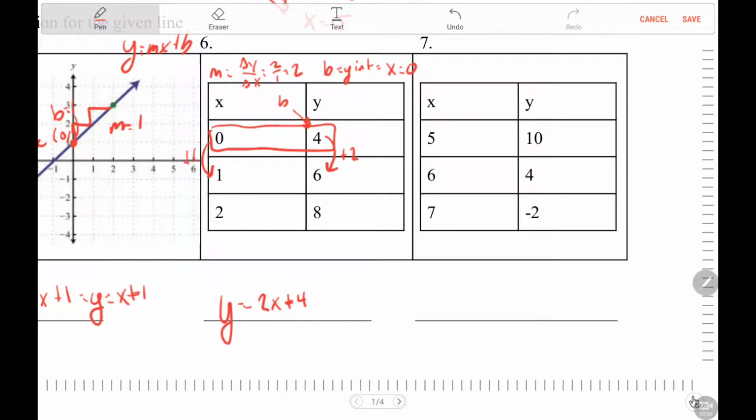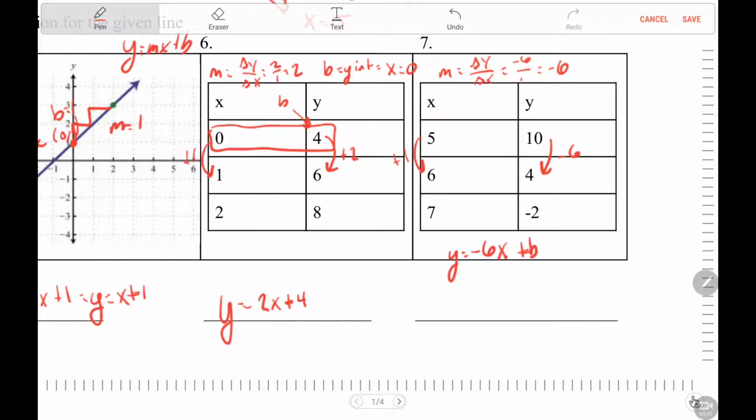Now, this one's a little different because we don't have x equal to 0. I'm going to show you one way to do it. 10 to 4 is minus 6. 5 to 6 is 1. So slope, change in y over change in x, it's negative 6 over 1, which is negative 6. Now, here's the cool thing. I'm going to show you a little trick if you want to solve for b a little differently. Negative 6x plus b.